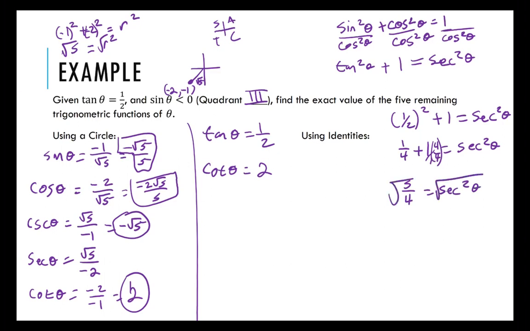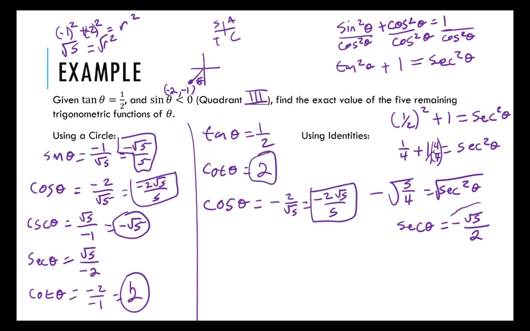With the square root of a square, we've got to be concerned about the positive or the negative. But because we know that we're in quadrant 3, we know that secant will have to be negative. And so we know that this has to be negative root 5 over 4, or secant of theta is really negative root 5 divided by 2, which then, of course, gives us cosine for free. Using the reciprocal identities, that's going to be negative 2 over root 5, or negative 2 root 5 over 5.